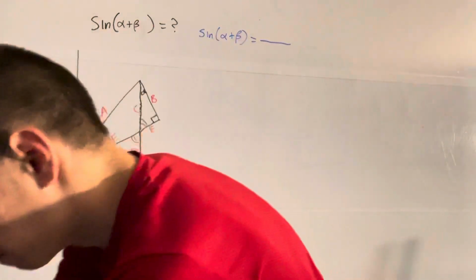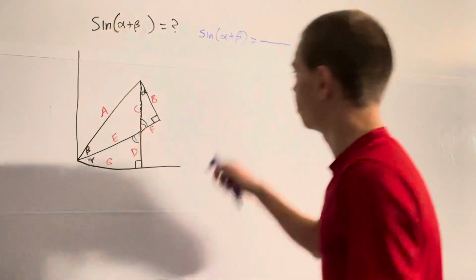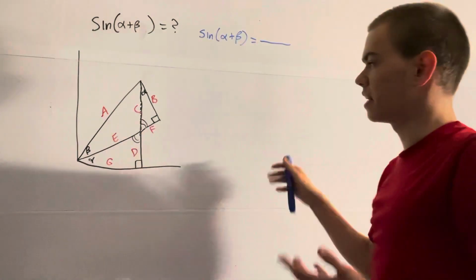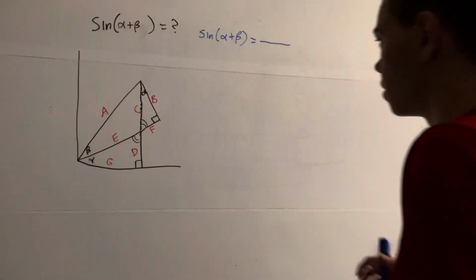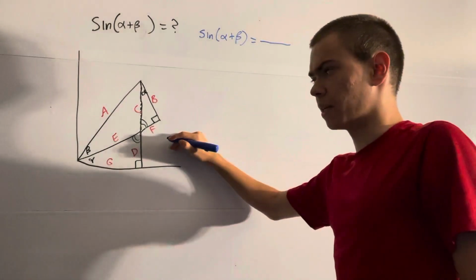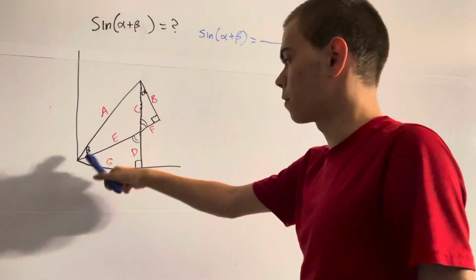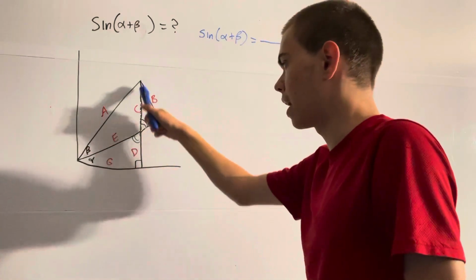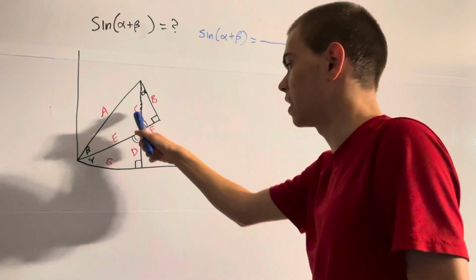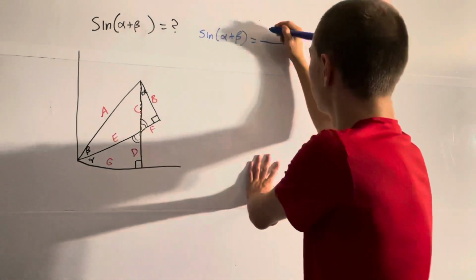Because now that we have labeled them, we are now able to write what sine of alpha plus beta is. And so what would sine of alpha plus beta be? It would be pretty much focusing on this right triangle because it's associated with alpha plus beta. It's going to be opposite over hypotenuse. So C plus D over A.